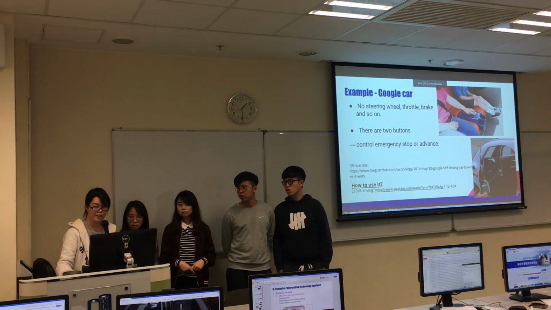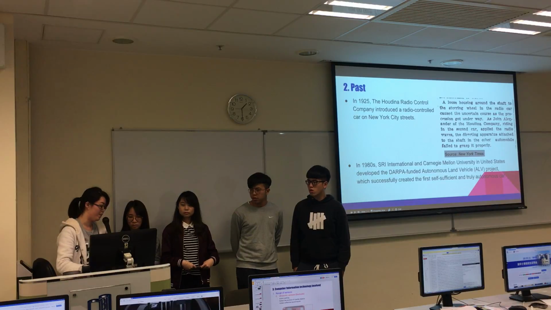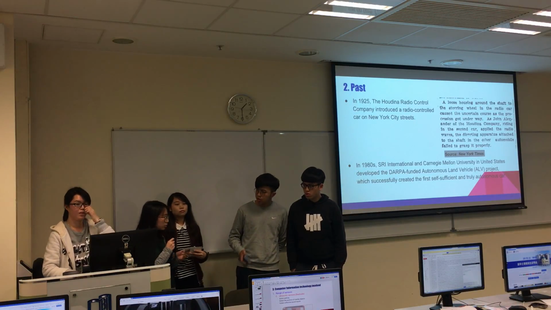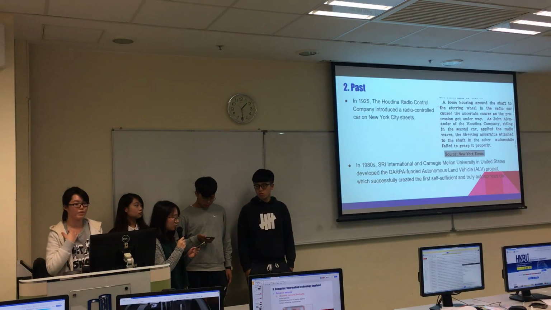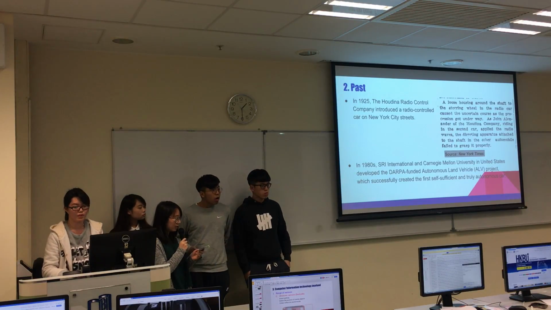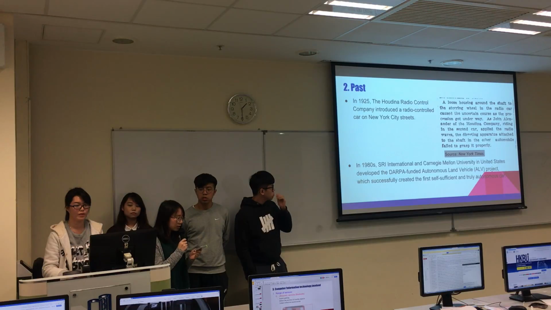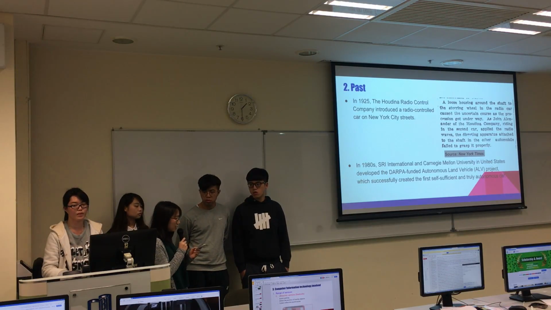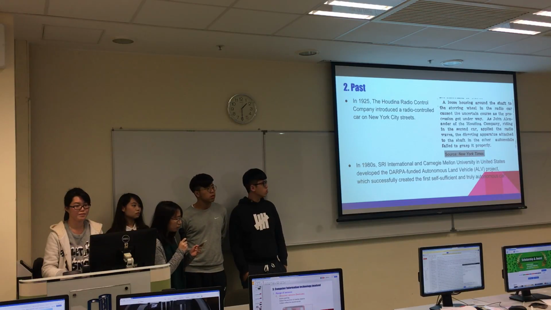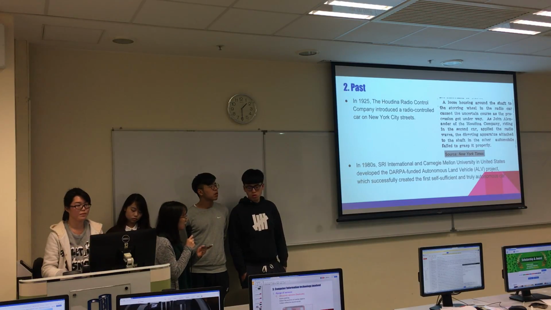And now I will pass to Ella to talk about the history part. So the earliest history of the autonomous car can be traced back to 1925. The Houdina Radio Control Company in New York demonstrated a radio-controlled car which was controlled by a second car following close behind. This experiment was reported in the New York Times the next day.